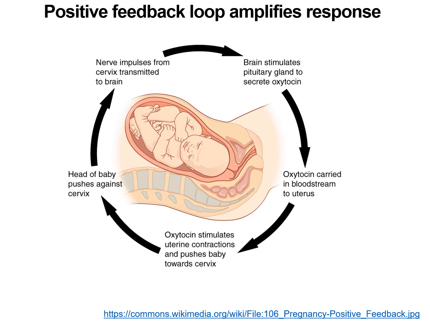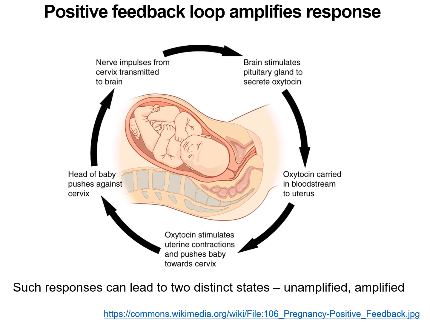So here we actually see that the system does not come back to where it was. The system does not push the baby back in, but actually leads to the delivery of the child, leads to childbirth. Therefore, now there are two states of the system. One in which the child is still inside the womb, and other in which the baby has been delivered, which is the amplified response. So these are positive feedback loops, which can lead to these two distinct states.